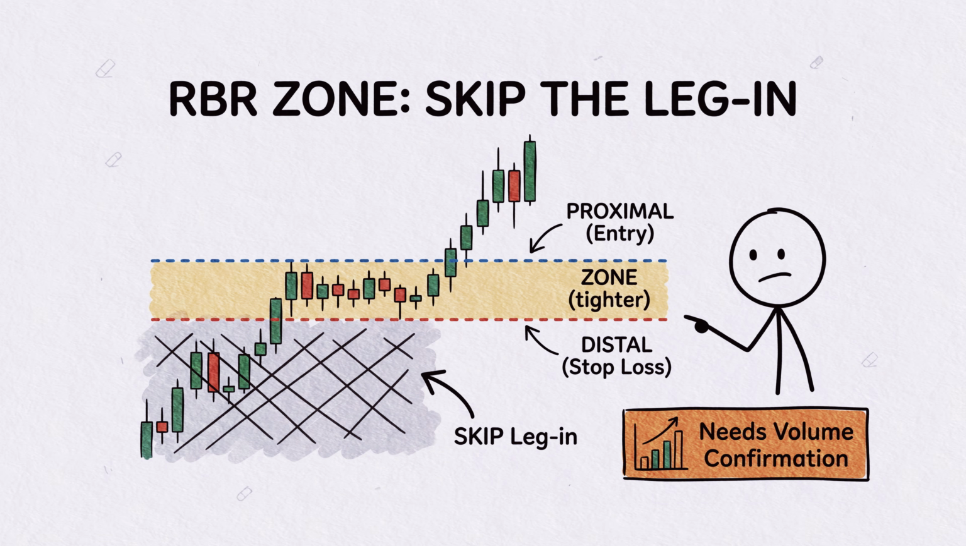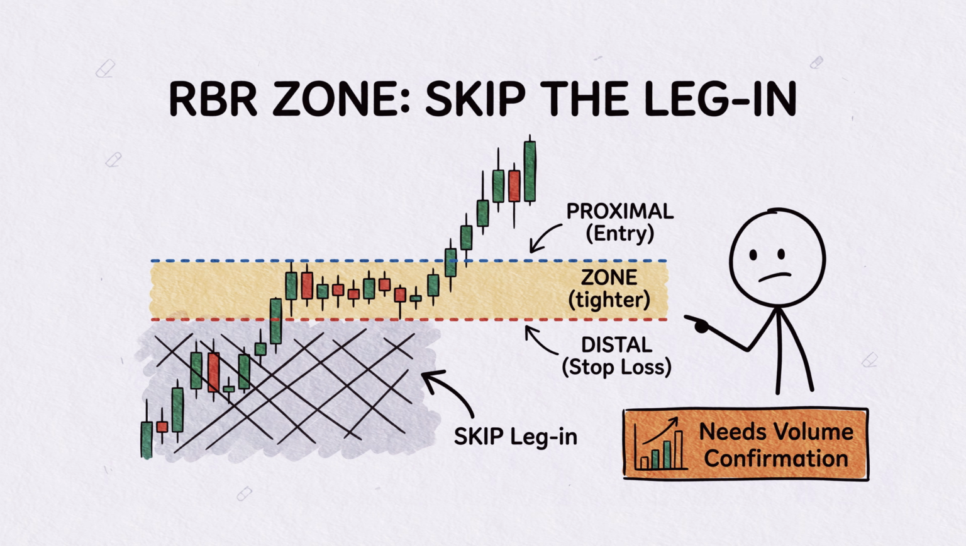And zone drawing is different too. Proximal line, same as DBR, highest wick of the base cluster. But distal line, skip the leg in entirely. Only take the lowest point of the base cluster or the leg-out candle. Why? Because if price breaks below the base floor in a bullish continuation, it means the buying reinforcement has failed.